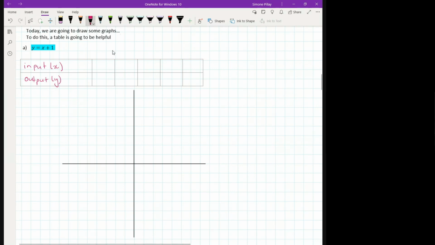So what I'm going to do is I'm actually going to go -2, -1, 0, +1, and +2. Why did I choose these inputs? I've chosen these inputs because I need to keep in mind my goal is to put this onto a graph eventually. I know now my x values are basically going to be my x coordinates on my graph. So when I'm doing this, I want to have both negative values and positive values of x.